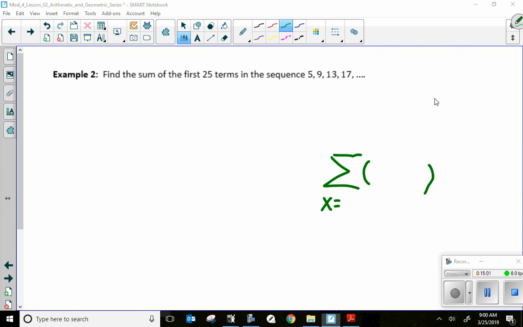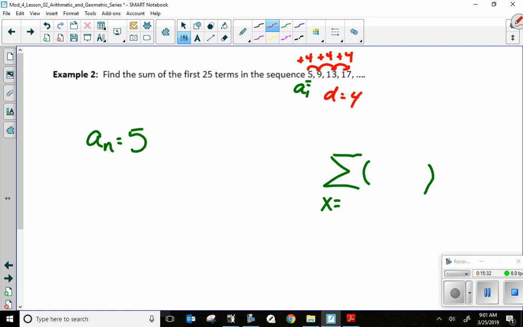All right, back to math. First 25 terms. My first term is 5. So again, a sub n equals 5. Now, is this geometric or arithmetic? How do I get from 5 to 9? Well, I add 4. How do I get from 9 to 13? I add 4. Oh, perfect. My common difference is 4.